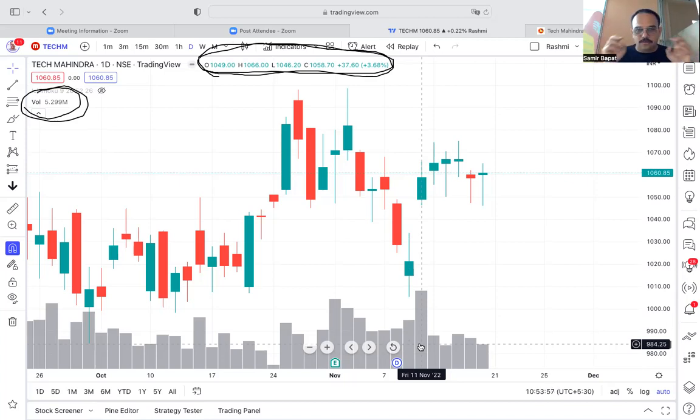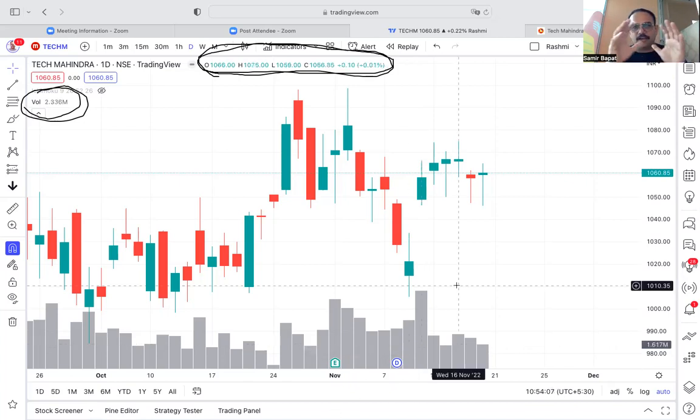We have understood what are candles. We have understood what is the volume. What is a candlestick and all. So this is the basic, we have created our groundwork.